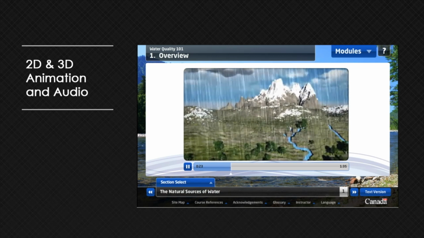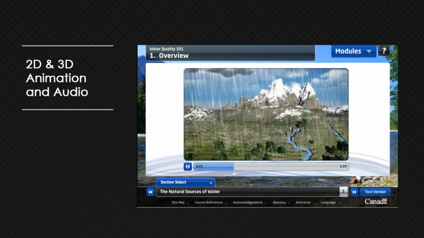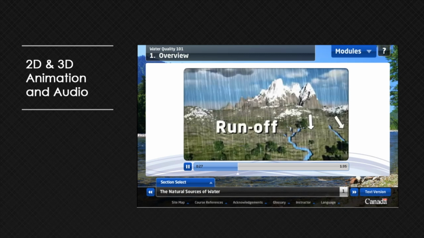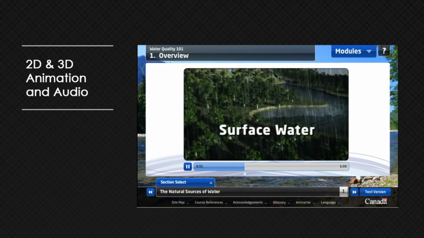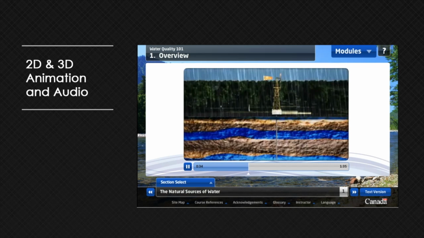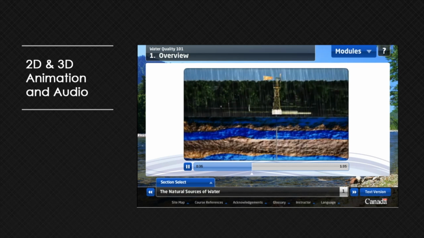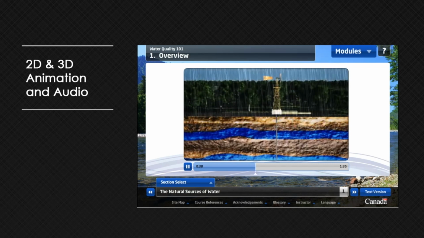Then it takes one of two pathways. It flows as runoff over the surface of the earth and collects in lakes and streams. This is called surface water. Or it soaks into the ground, called infiltration, and becomes groundwater.